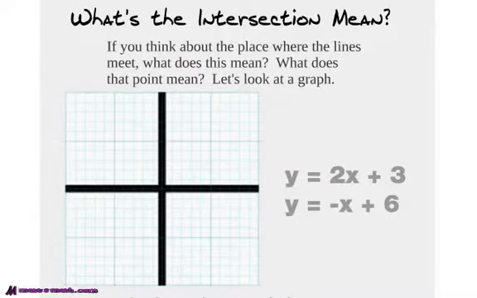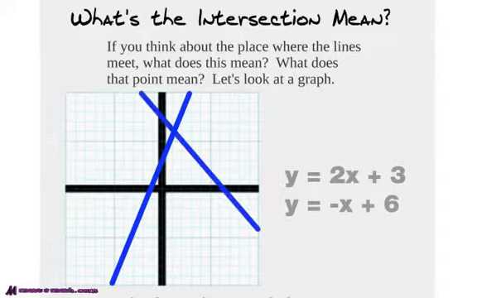Well, let's look at the system here. y equals 2x plus 3 and y equals negative x plus 6. Why don't you take a minute and graph that on your own? All right, did you get something like this? You should have gotten something that looks like this. Maybe not as fancy as mine, with the cool blue lines. But what does that mean? What does that point mean right there?